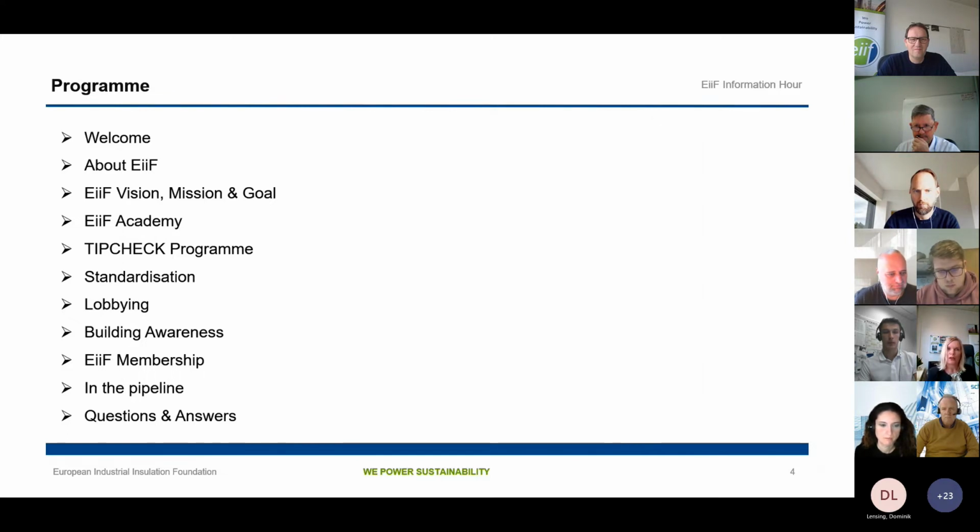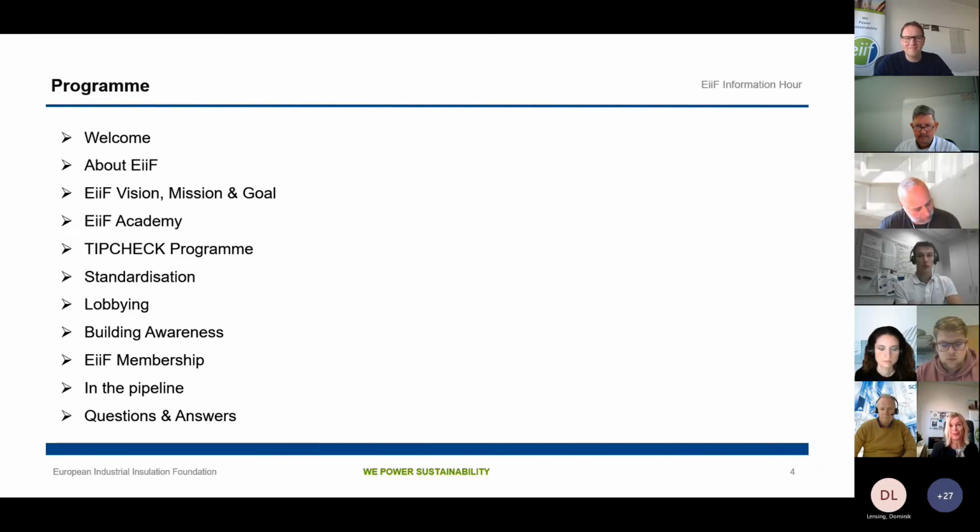A quick look at the agenda. First we will do a quick introduction. Maybe I'll start with myself. My name is Minna Skagen. I'm operations coordinator at EiiF. Next year will be already my 4th year here, working with Andreas and also Luis, who is our technical director, and of course working with all our members and TipCheck engineers.